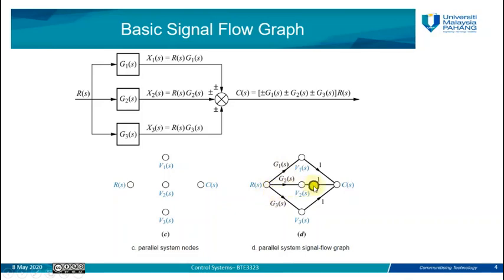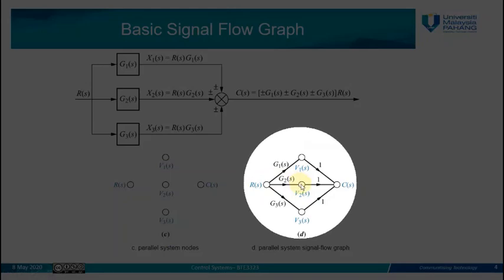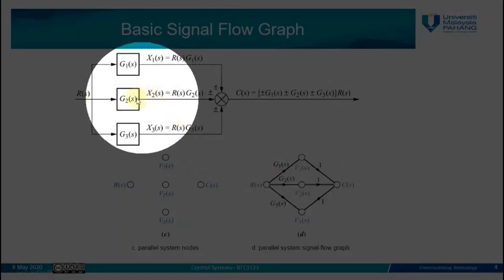Here G2 times 1, so it will be G2. G3 times 1, it will also be G3. So nothing, this 1 is just to identify or to highlight that we have nodes in the middle between the input and the output of our system, or of the parallel system. So you can see here, this will be the representation for this parallel block diagram.